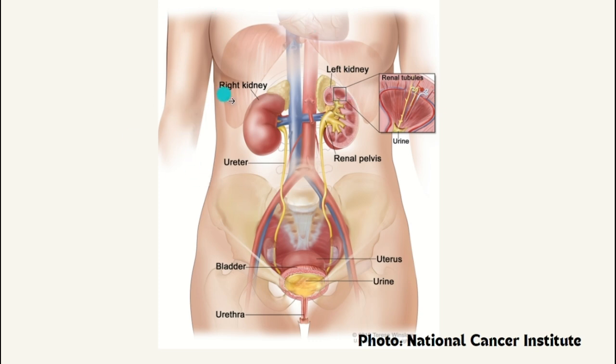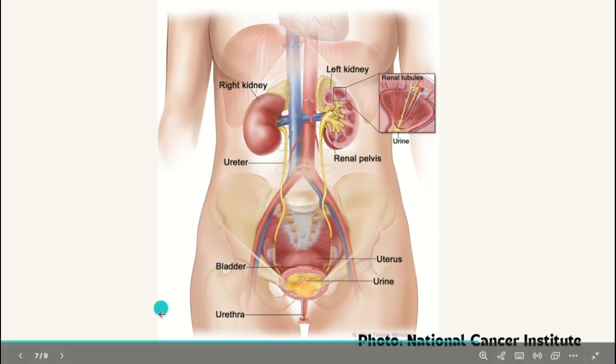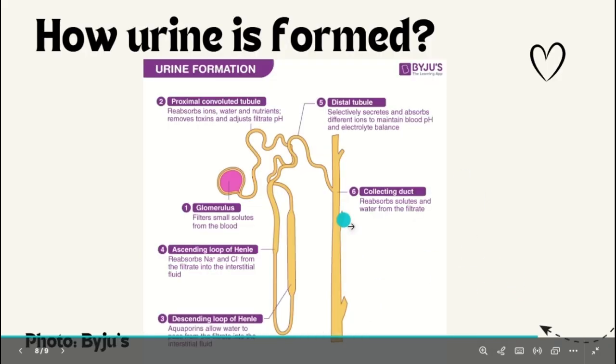And in this example, as you can tell, this is basically a female body, right? But it's almost the same thing. Almost, except in the male, obviously you won't find a uterus and stuff like that.